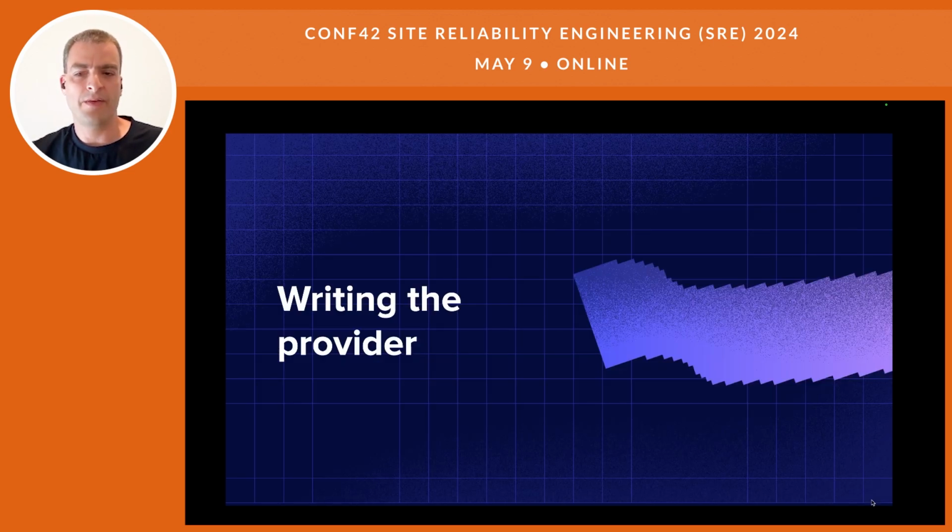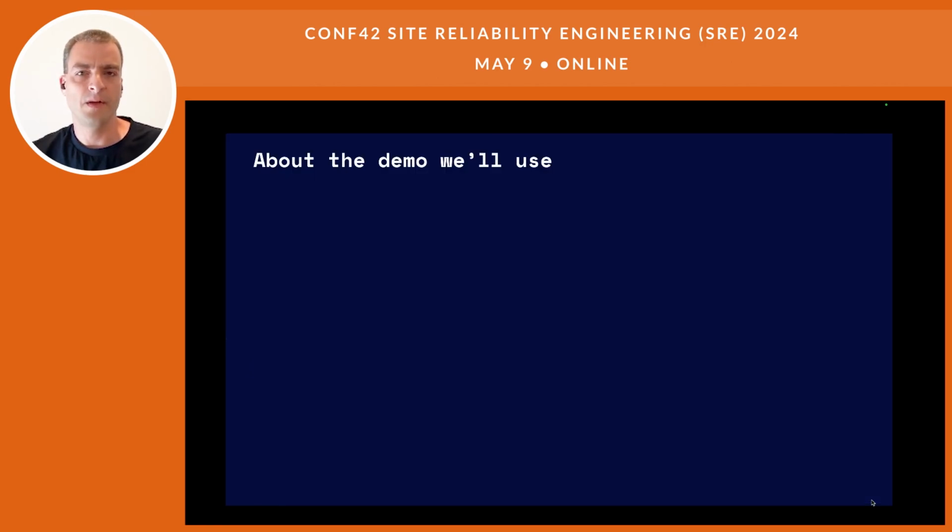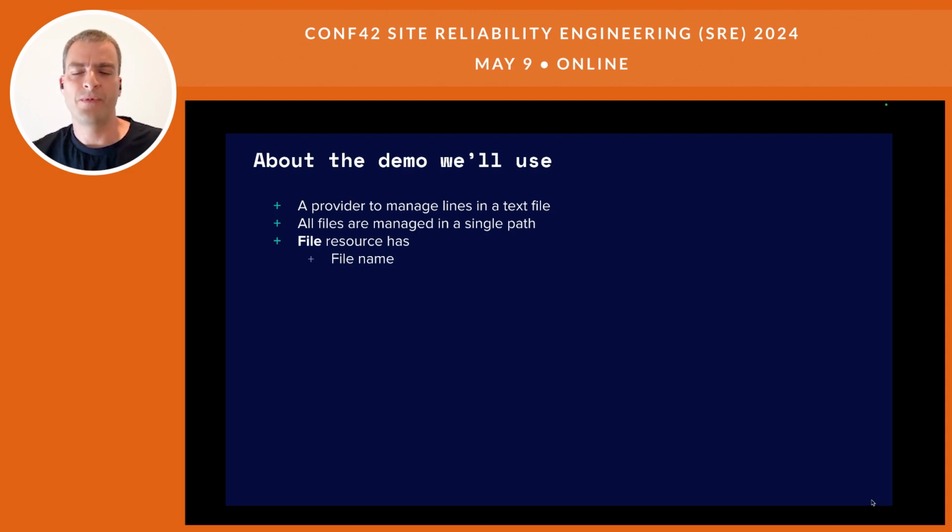After you have the basics, let's see how you create the provider itself. We'll use a demo of a provider that manages lines inside a text file. It's a simple made-up example, but it will allow you to understand what we do. All the files are managed in a single path that's defined in the provider configuration. There's a single type of resource, a file, that has a file name and a lines array, which is actually just an array of strings, nothing too fancy.